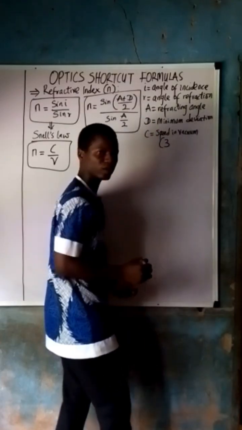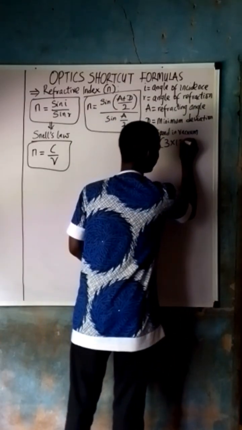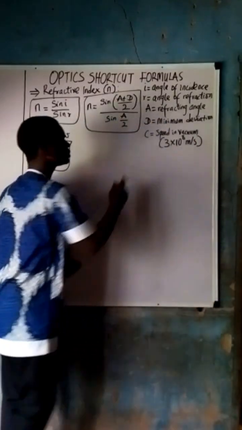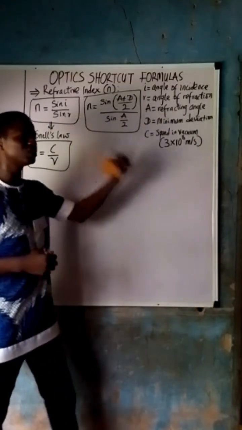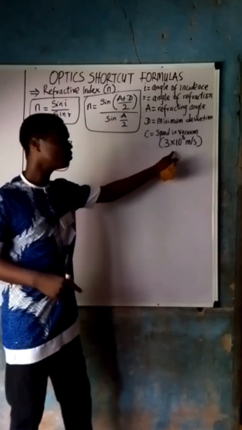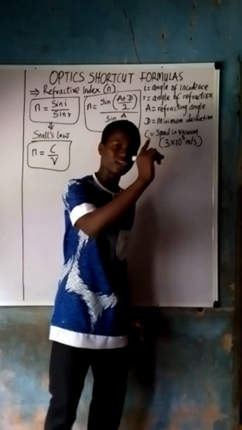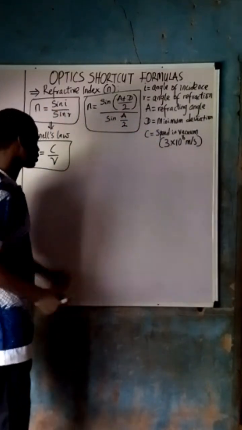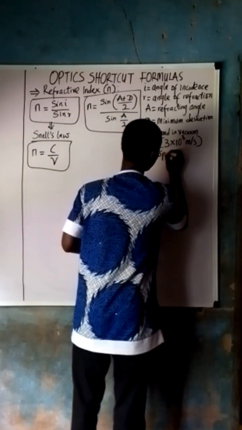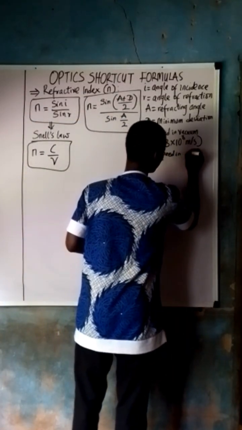And what's the value? 3 times 10 raised to power 8 meters per second. So c here is a constant, the value of the speed of light in vacuum, 3 times 10 raised to power 8 meters per second, while v here will be the speed in the medium.